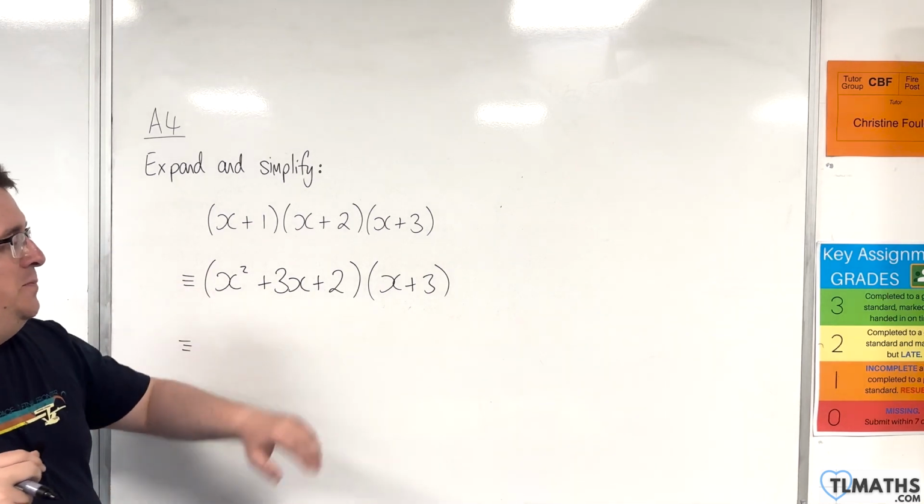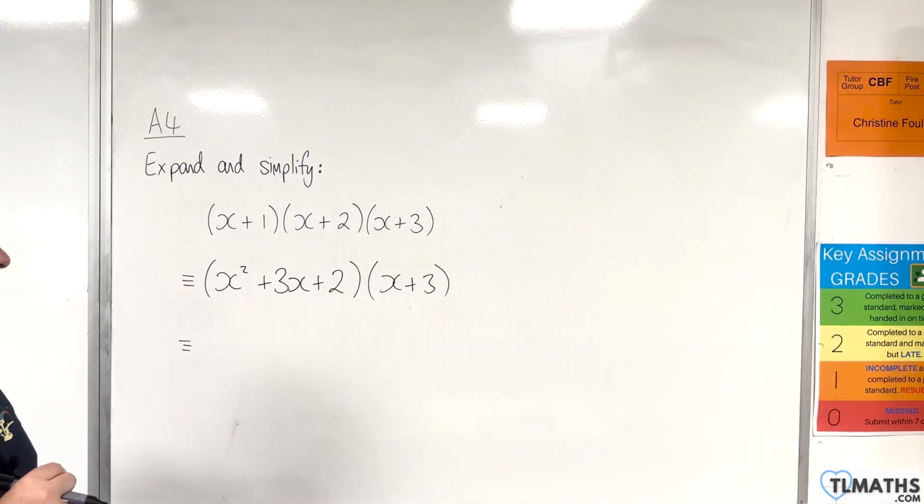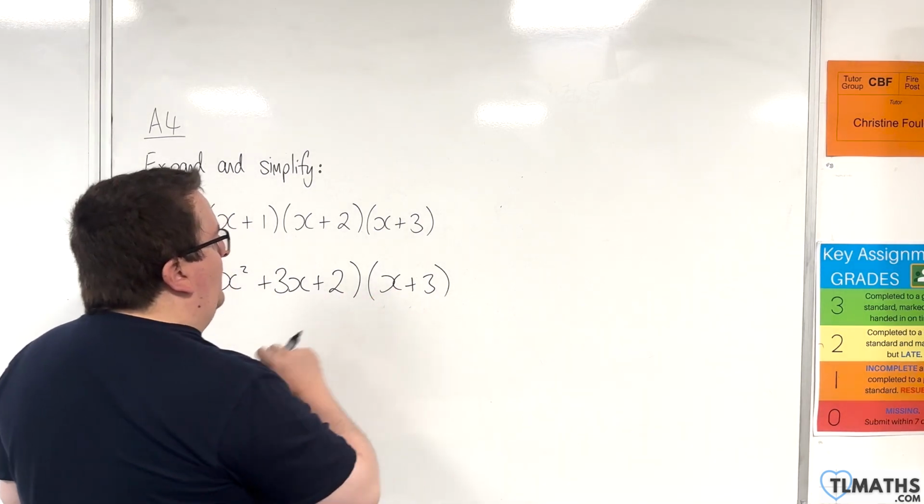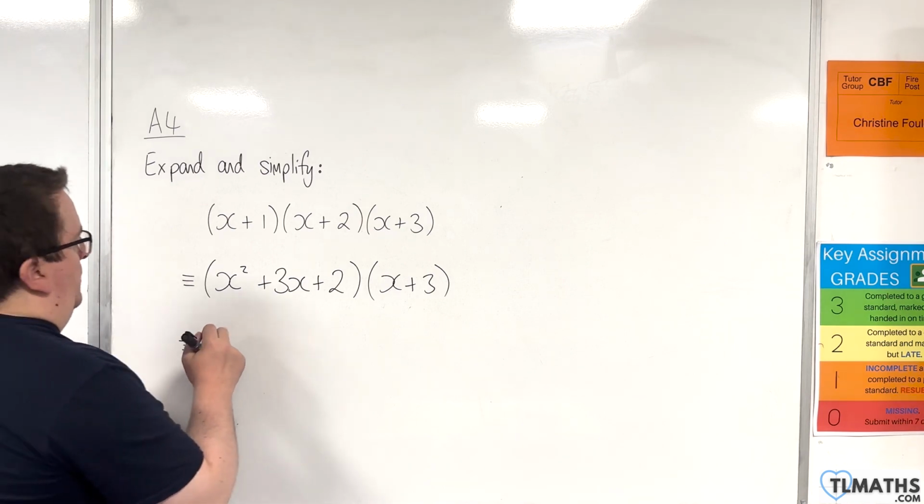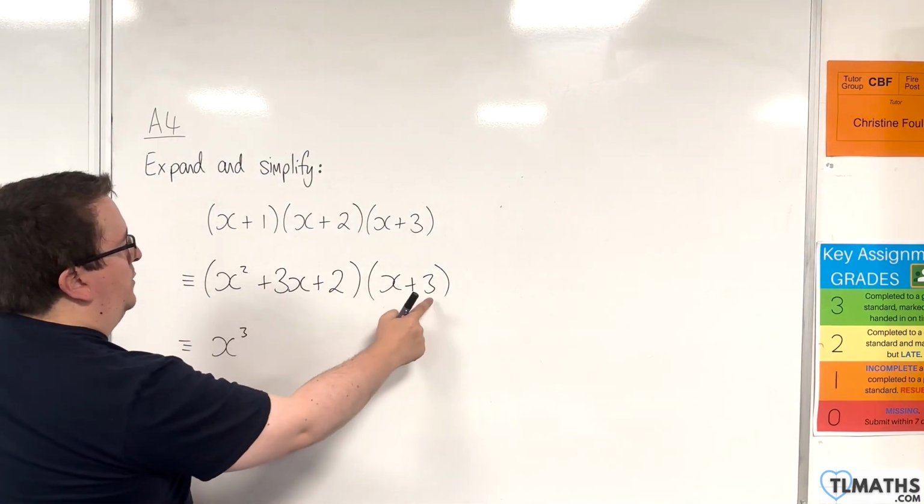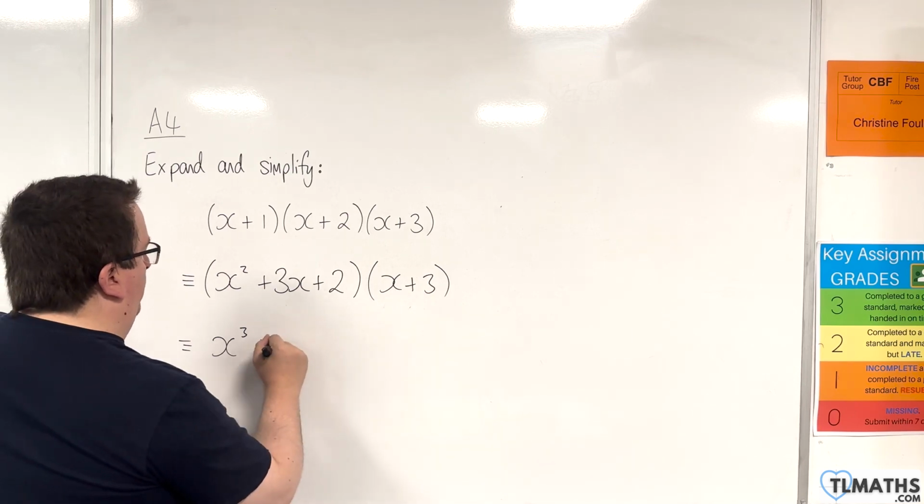So now I need to expand these two brackets. So I need to make sure that everything in the first bracket multiplies with everything in the second bracket. So x squared times x is x cubed, x squared times 3 is 3x squared.